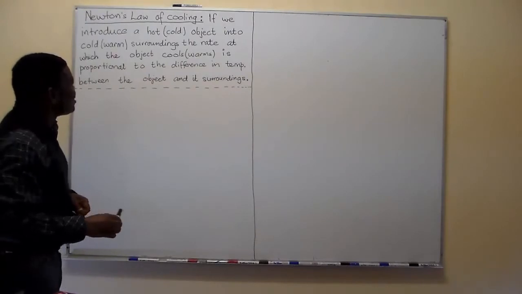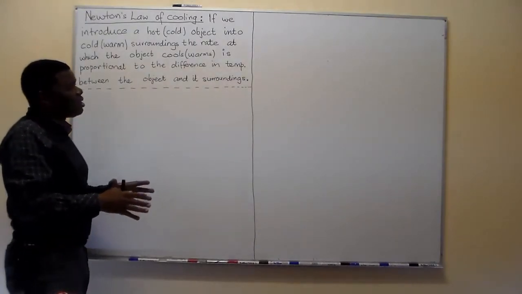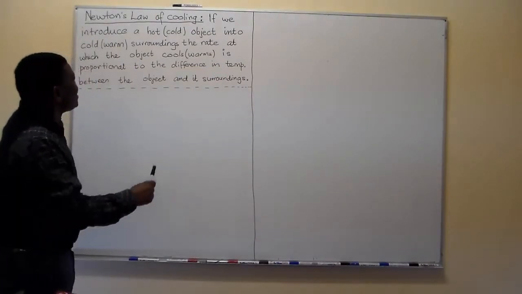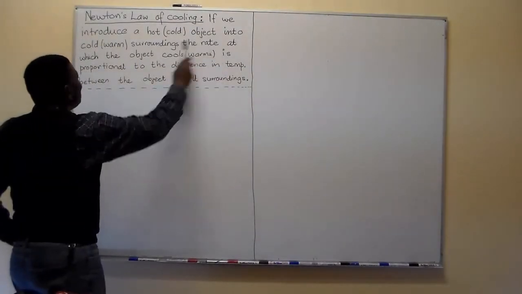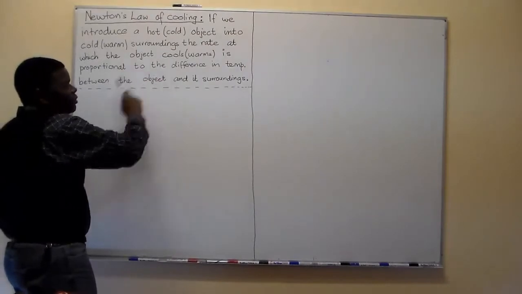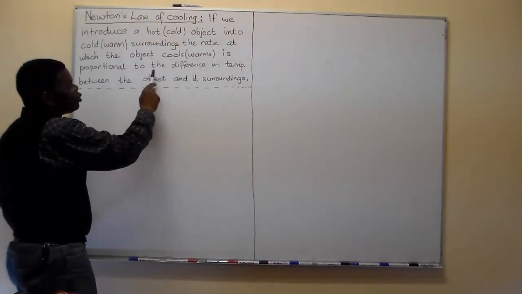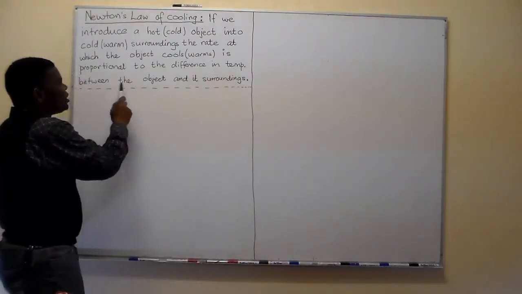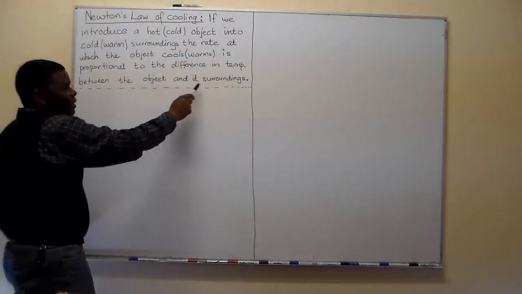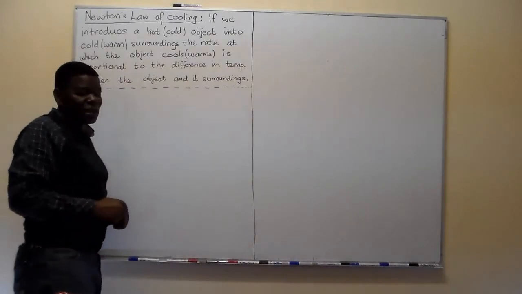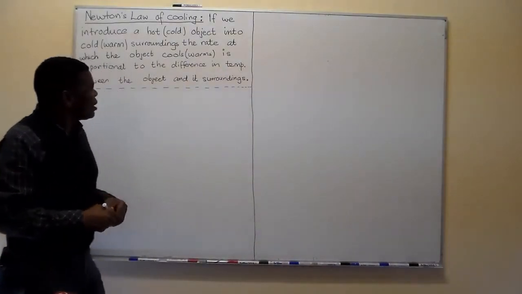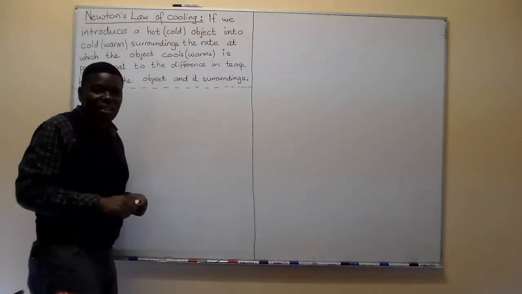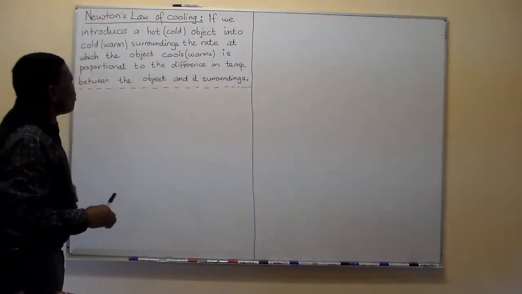So what does the law say? It says that if we take a hot object and put it in an environment which is cool, the rate at which the object cools down is proportional to the difference in temperature between the object and the surrounding. And the surrounding sometimes you will find described as the ambient temperature. So what does this situation say?